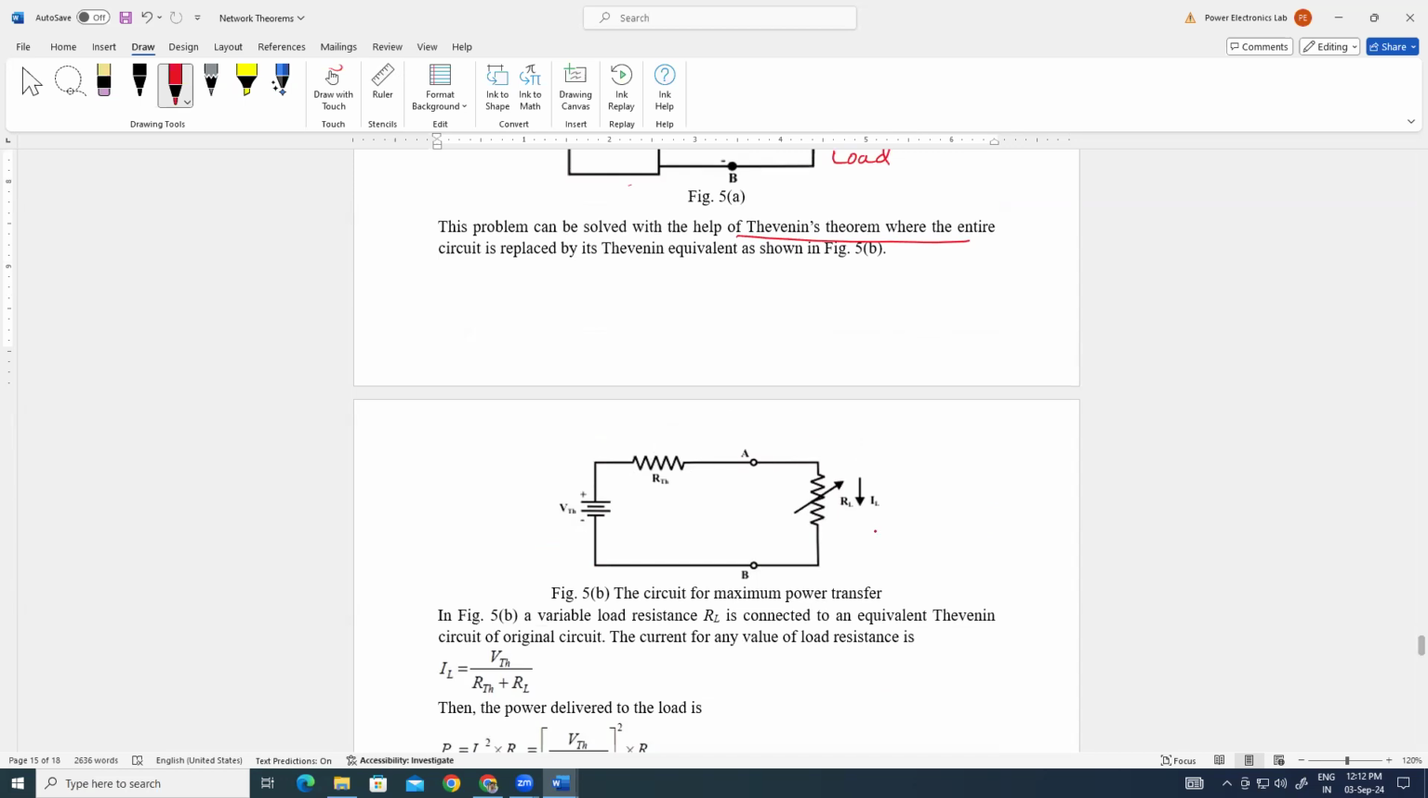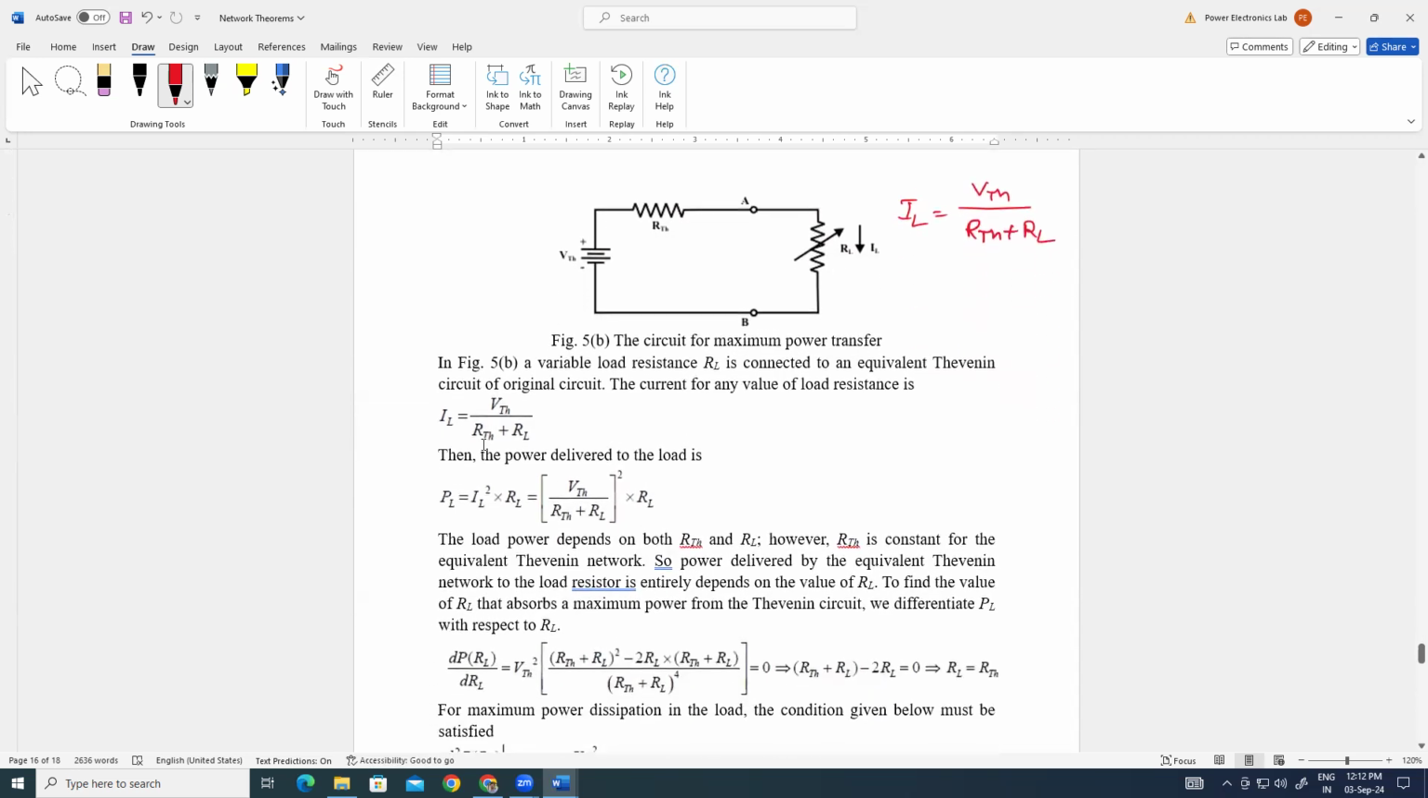And the value of the load current we can calculate here. IL is equal to VTH divided by RTH plus RL. That is the current through the load resistor RL. Current through the load resistor RL, IL is equal to VTH upon RTH plus RL.